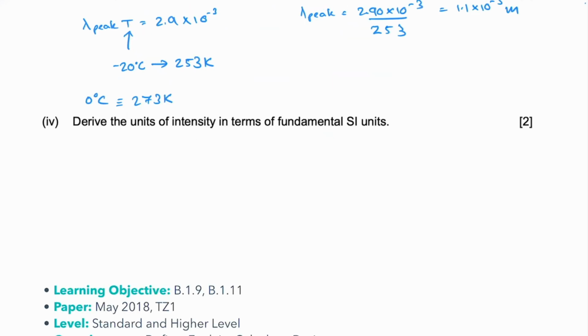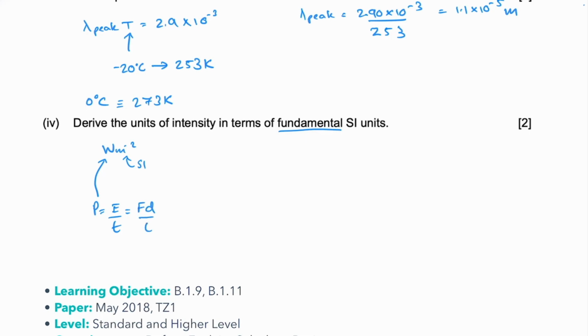4. Derive the units of intensity in terms of fundamental SI units. Well, intensity is the amount of energy per unit time across a unit area, or watts per metre squared. Metre squared is an SI fundamental unit, but watts is not. So we need to find watts in terms of fundamental SI units. Watts is the unit of power, which is energy over time. And energy over time is the equivalent of work done, which is force times distance divided by time. And force is equal to ma. So power can equally be expressed as m a d over t.